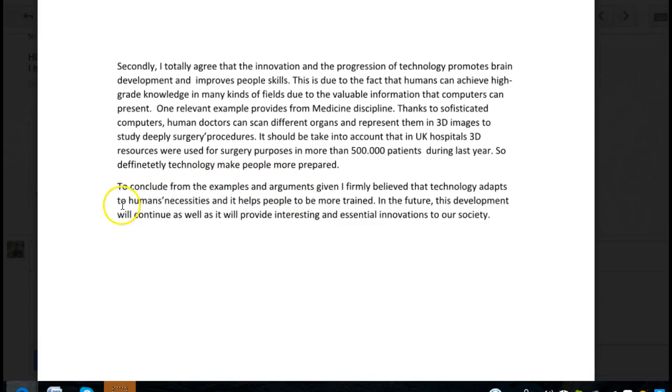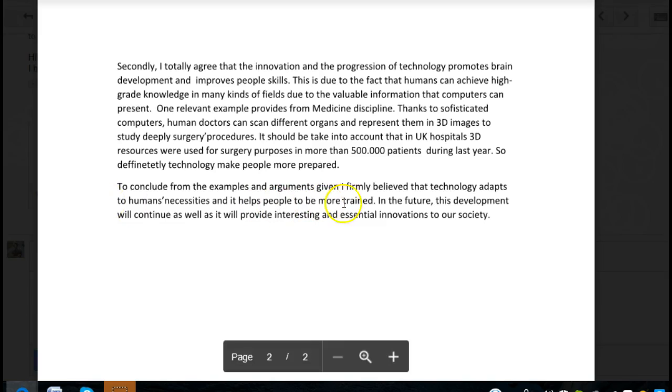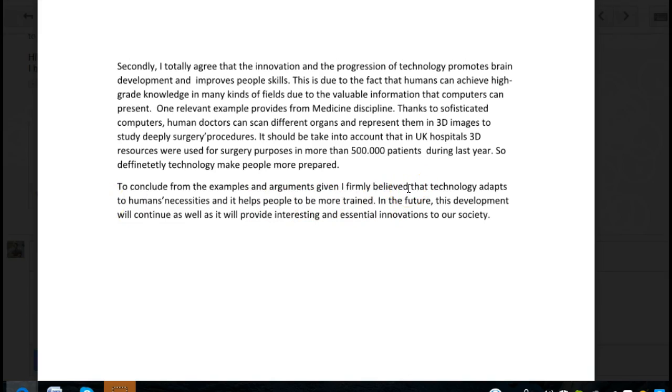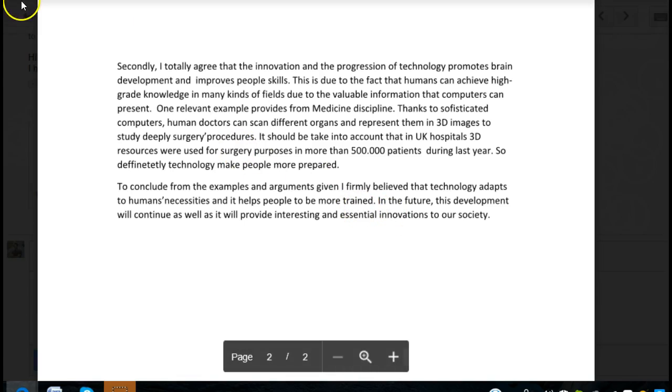They're very well done. So, "to conclude from the examples and arguments given, I firmly believe," without the D, "that technology adapts to humans," not really "necessities," but "needs" instead would be better, "and it helps people to be more trained. In the future, this development will continue as well as it will provide interesting and essential innovations to society." Your conclusion is flawless. It's beautiful. So, well done. Keep it up. Just remember to include the corrections that I suggested in your corrected essays. Don't forget to add them to your error correction list. Well done, and keep at it. You're doing very well.